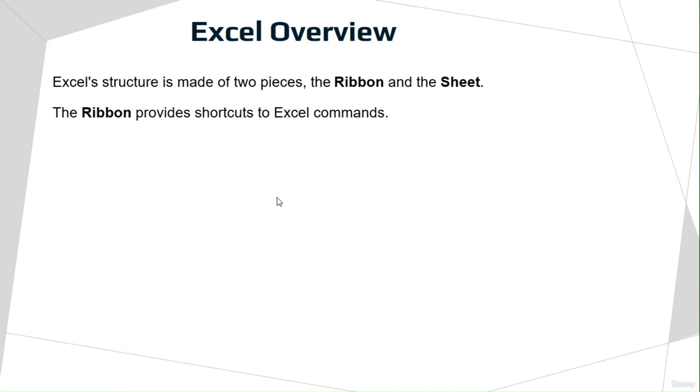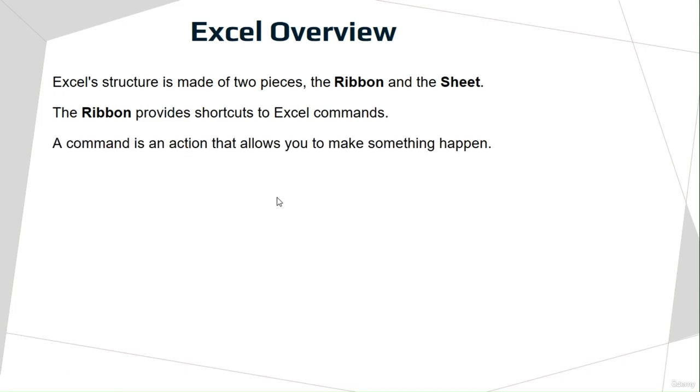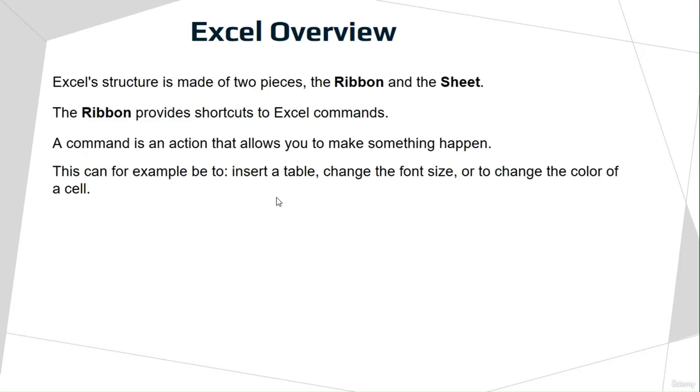The ribbon provides shortcuts to Excel commands. A command is an action that allows you to make something happen. This can, for example, be to insert a table, change the font size, or to change the color of a cell. Let's take a look at this practically.